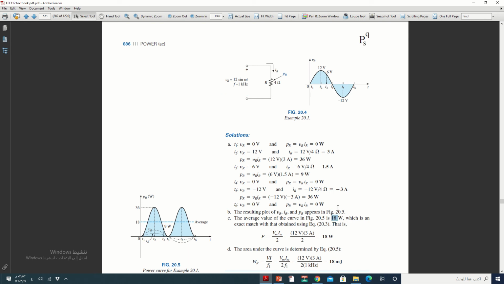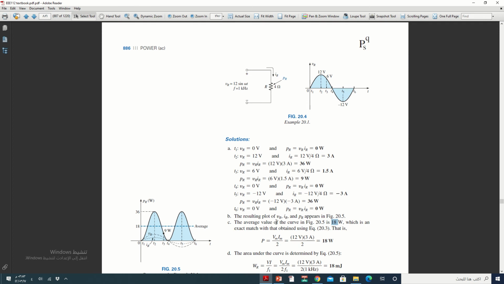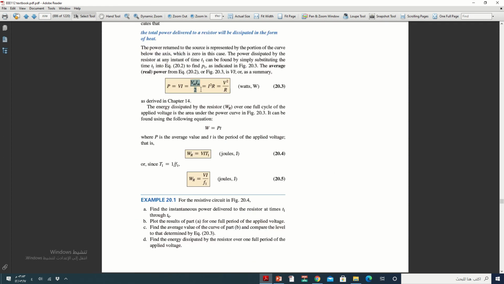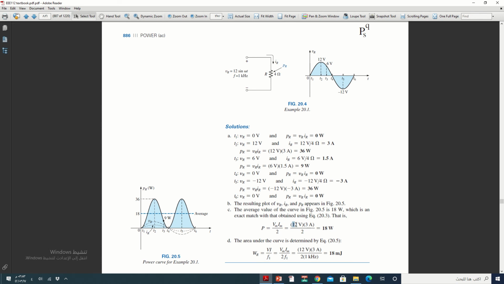If you calculate it by the formula 20.3, you take the peak of the voltage multiplied by the peak of the current divided by 2, and you will get 18. The average you can also calculate by adding the peak values here and there and dividing by the number of points. If you add them, you will get 18. It is equal whether you calculate it this way or this way.